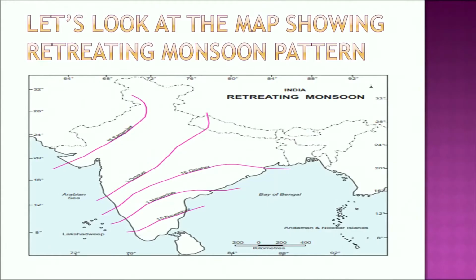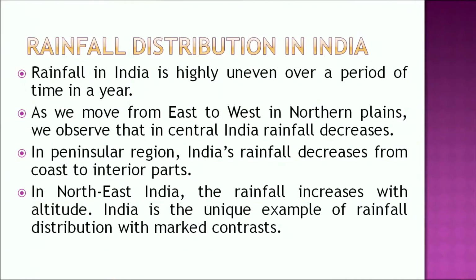Now let's look at this map showing the rotating monsoon pattern. How is the rainfall distributed in India? It is highly uneven over a period of time in a year. As we move from east to west in the northern plains, we observe that in central India, rainfall decreases. In peninsular regions, India's rainfall decreases from coast to the interior parts. In northeast India, the rainfall increases with altitude, and India is a unique example of rainfall distribution with marked contrast.